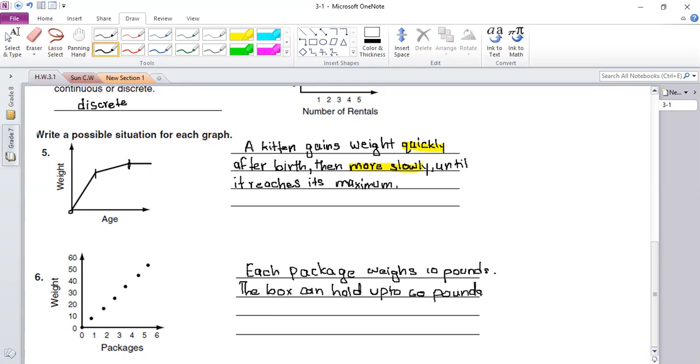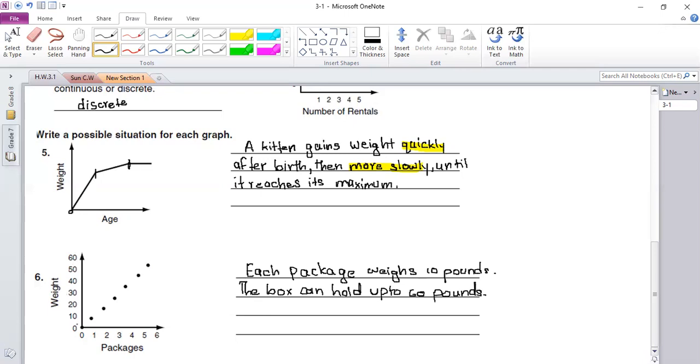Now definitely you can say as the number of packages increases, the weight also increases. You could say that too. So it really doesn't matter. You don't really need to copy my exact words. I have given you another option. You can say the more packages, the more the weight increases. So you can see that, right? So the best way to write is like this. You can write it in a clear way. Each package is 10 pounds, so the box can hold up to 60 pounds. We really do not know what the situation behind is. So you can depict it, you can write it in your own words.